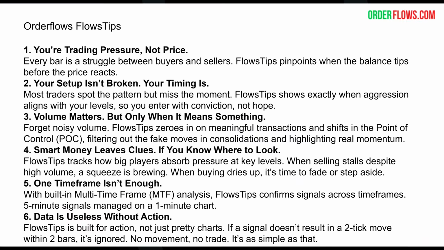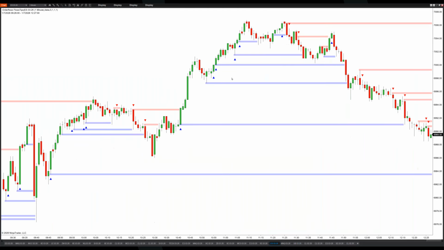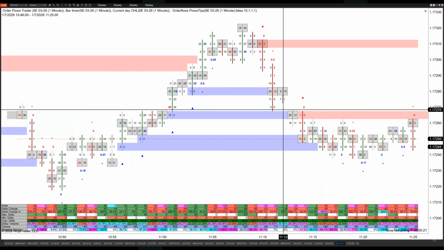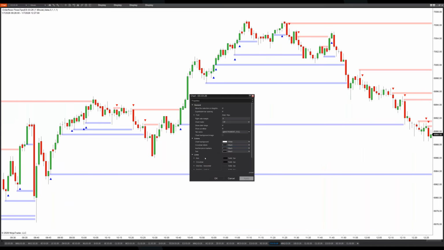So we'll take a look here. I'll pull up the chart. Okay. Do I have a bar chart here? So FlowsTips. Okay. I was showing you here, all right, this is a footprint chart, but for ease of use here, I'll show you on a simple E-mini, right? 1-minute chart you can see up there. Excuse me. Let me make this crosshairs a little bit darker.